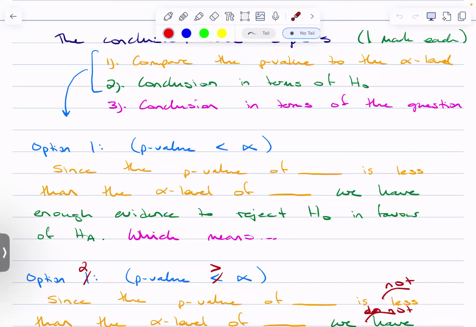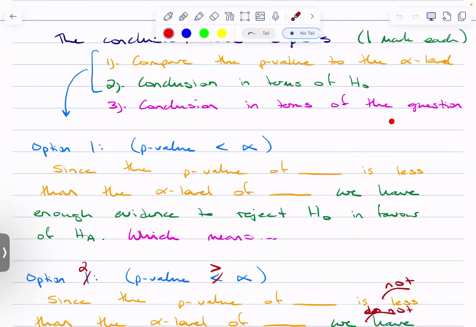If the p-value is less than the alpha level, we have enough evidence to reject H naught. And then the conclusion in terms of the question. Now, of course, that depends on the question, but you're just going to rephrase the question as an answer. And we've got an example coming up.